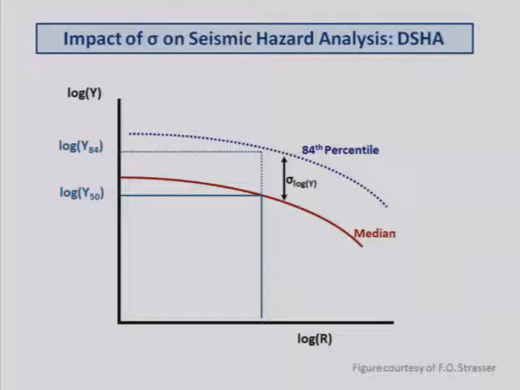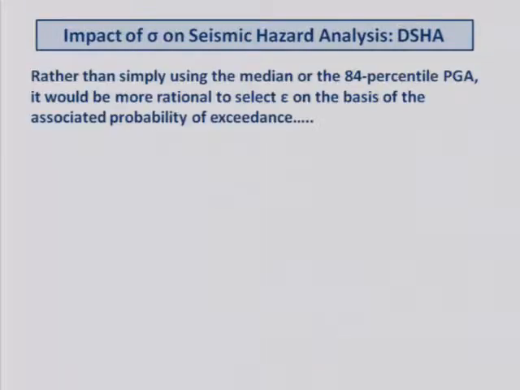Practice amongst those who still use deterministic analysis has generally tended towards using the 84th percentile motion rather than the median. And of course, how far they're going to be above the median is going to be totally controlled by the value of sigma. If you are going to do that for a single deterministically chosen scenario, it doesn't necessarily make a great deal of sense to say, I'll take 1 standard deviation.